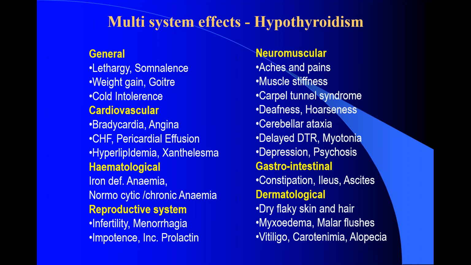This can be a very rare presentation of hypothyroid, but it is there. You must be aware of it. Then the patient has very frequently associated hyperlipidemia and xanthelasma and other skin lesions that are manifestations of hyperlipidemia. Then the patient can have iron deficiency anemia or normocytic normochromic anemia, like anemia of chronic disease. In the reproductive system, the patient can have infertility, menorrhagia, impotence, or increased prolactin.